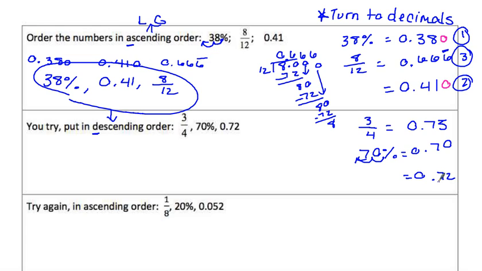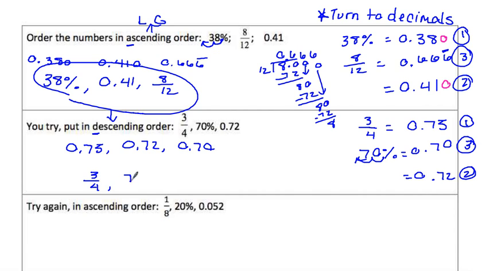I'm going to go to descending order, which is greatest to least. The greatest is this one, then 72, and then 70. If you need to, write it in decimal form first, then put it back into original form. And circle your original form answer. Okay, you try the last one on your own.